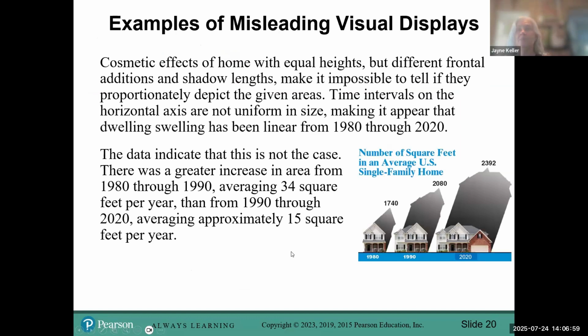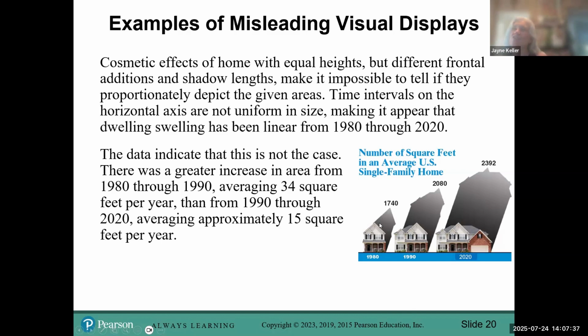Another way that people sometimes manipulate data is with pictures. If you look at what's going on here, we've got from 1980 to 2020, the number of square feet in an average US single family home. And they did a couple things that are manipulative here. They went from 1980 to 1990, and then they skipped forward 30 years. That's not really fair. It makes the jump look even bigger, whereas if they had gone 2000, 2010, 2020, that would have been a little bit less manipulative.